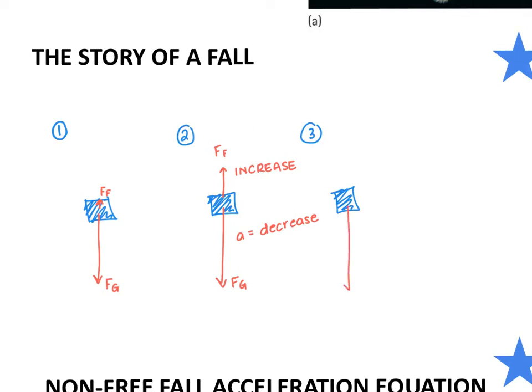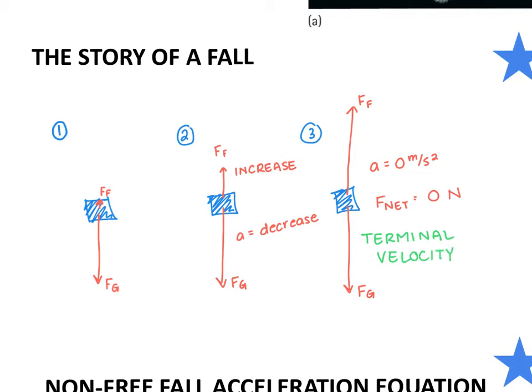And finally, my force of gravity for the last part is still going to be that same distance, but my air resistance will now be equal to my force of gravity. So this means that my acceleration is going to be equal to 0 meters per second squared because my net force, so me taking my arrows and subtracting them, is also equal to 0. This also signifies that I have reached what is called terminal velocity. This is also known as a constant velocity.